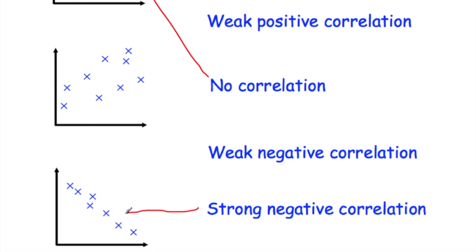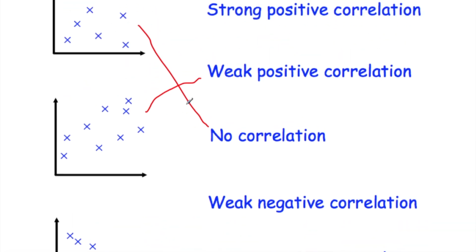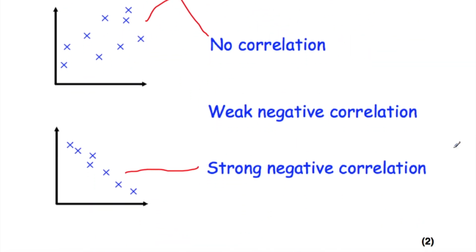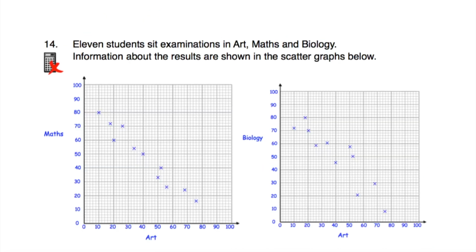So this one's strong negative because they're going down, so it's negative as one's increasing, the other one's decreasing, and they're quite closely packed together, so that's a strong negative correlation. This one, they are going up, so as one's increasing, the other one's increasing, but they're more spread out, so that's a weak positive correlation, and that's it. So the top one is no correlation, the middle one is weak positive correlation, and the bottom one is a strong negative correlation. Okay, let's have a look at our next question, question number 14.